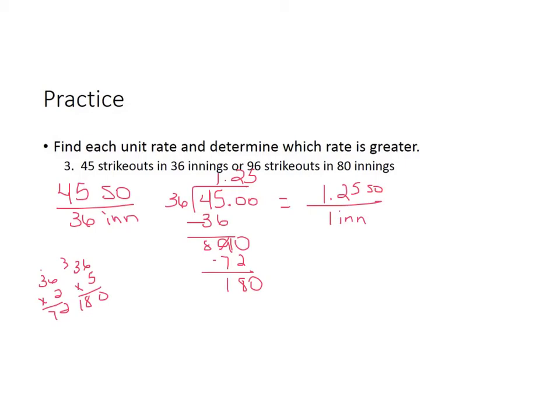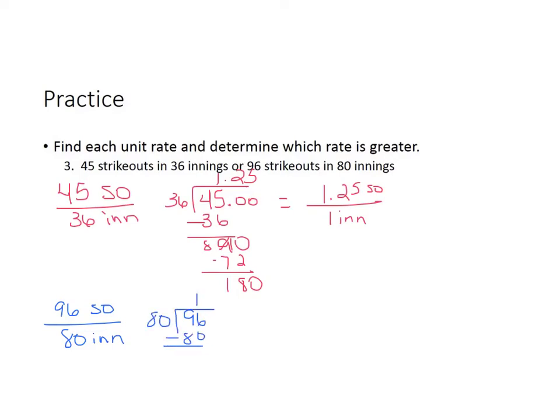Okay, tell you what, let's see if I can get rid of this so that I have some more room for my next problem. The next one is 96 strikeouts per every 80 innings. Okay, so we're going to need to take 96 divided by 80. Goes in 1. Bring it down. So here we have 1.2 strikeouts per every 1 inning.